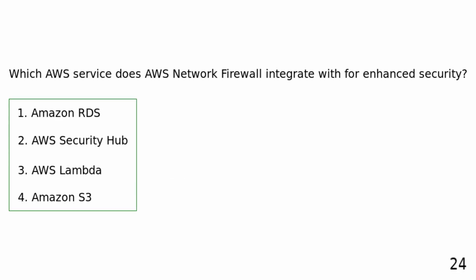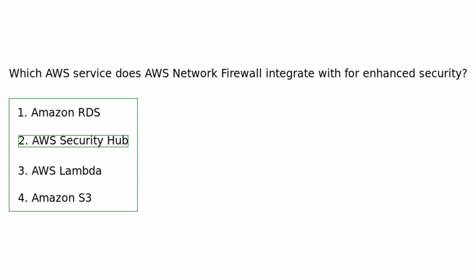Which AWS service does AWS Network Firewall integrate with for enhanced security? Amazon RDS. AWS Security Hub. AWS Lambda. Amazon S3. AWS Network Firewall integrates with AWS Security Hub to provide enhanced security by sending data about detected threats and potential security vulnerabilities to Security Hub.